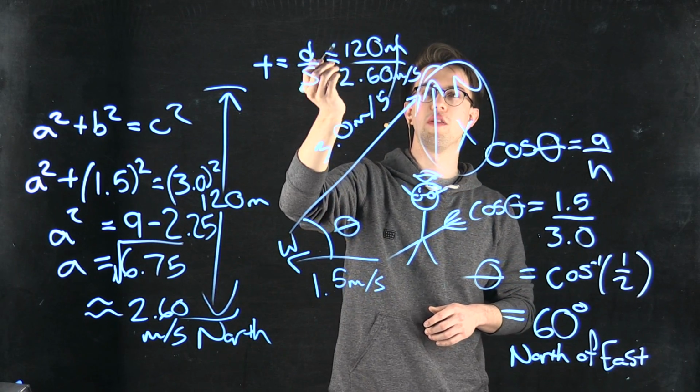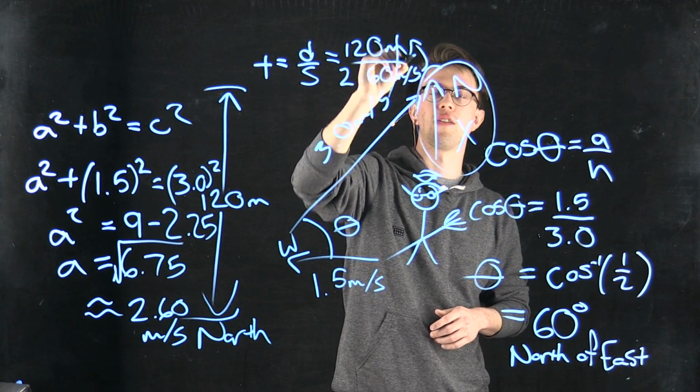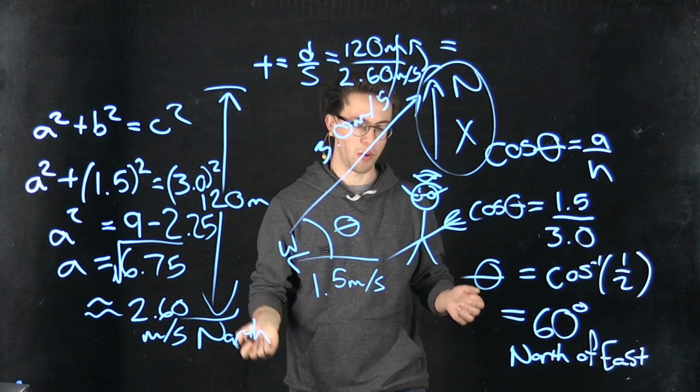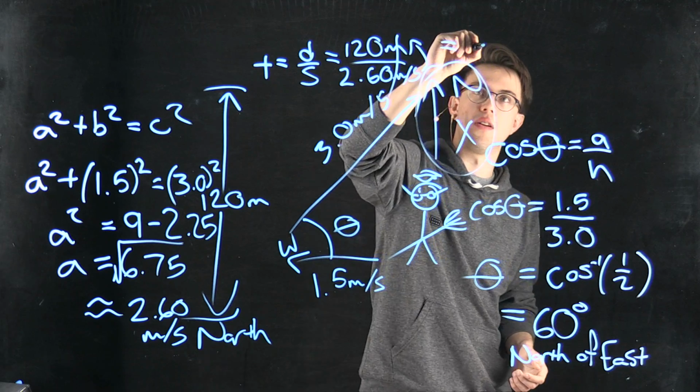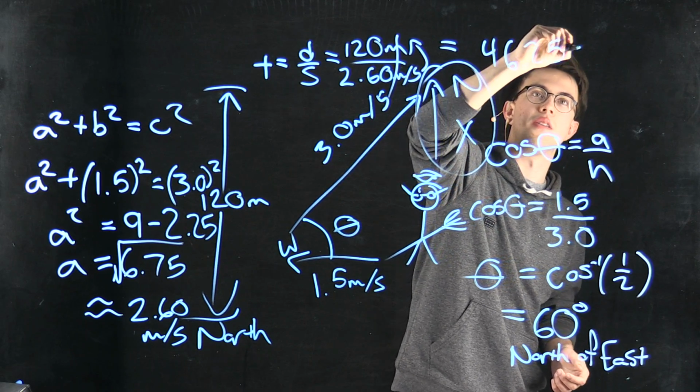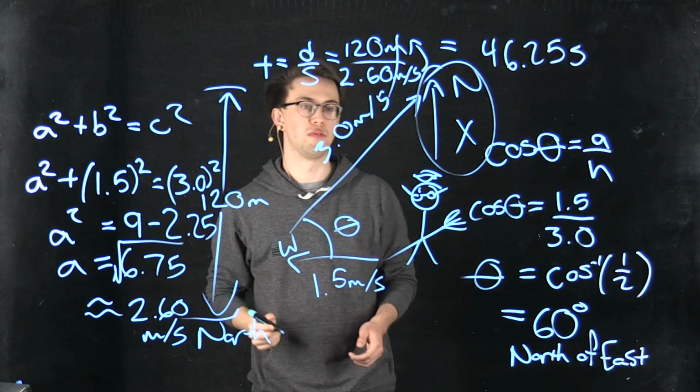We cancel out the meters. Our seconds is going to go to the numerator. Now we just need to divide 120 by 2.6, which gives us about 46.25 seconds it takes him to fly across the field.